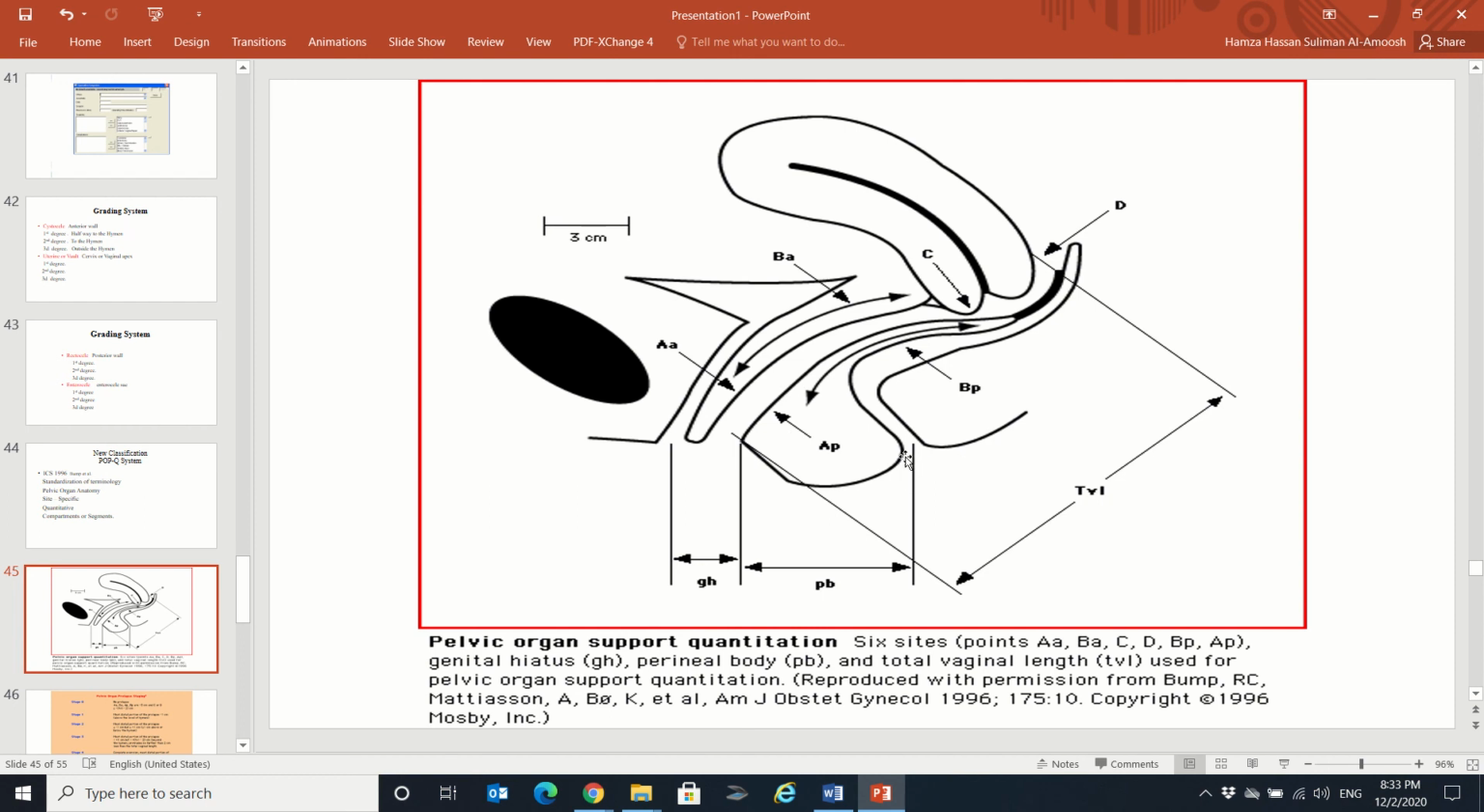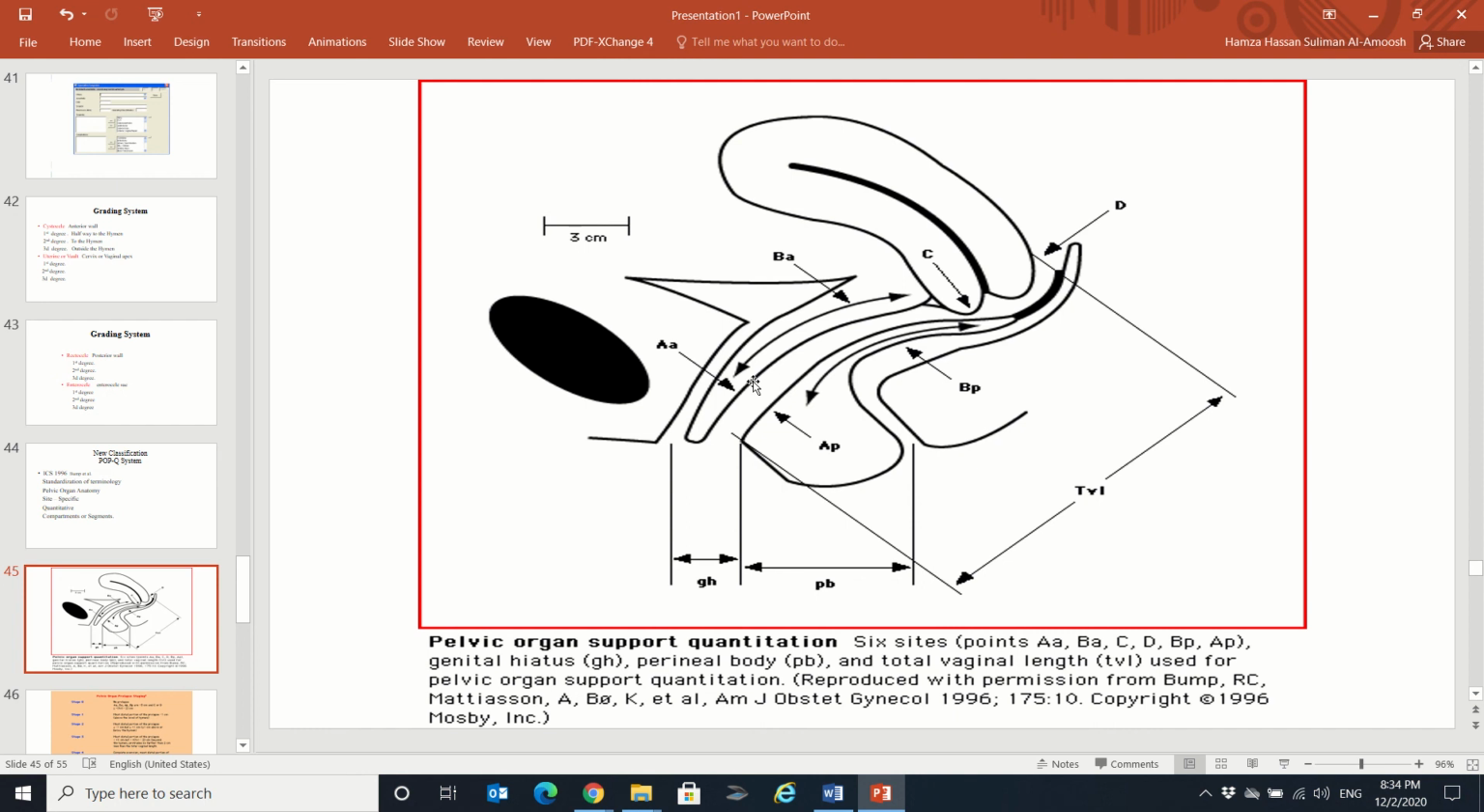Okay, so we have to look at some landmarks. The POPQ system is a 3x3 table, with numbers. Each row is mainly designed to describe one part or portion of the genital organs. So when you want to examine this part, you look at that row and it will tell you exactly what is happening, the degree of prolapse.